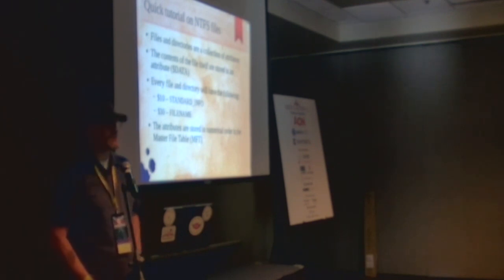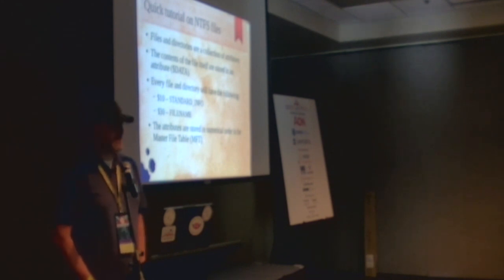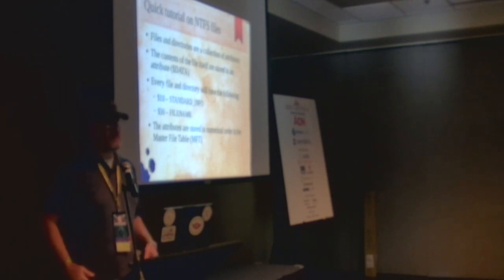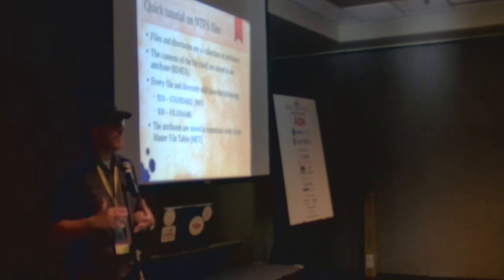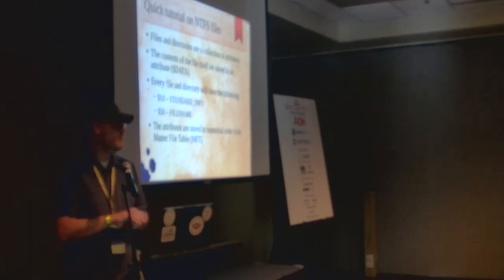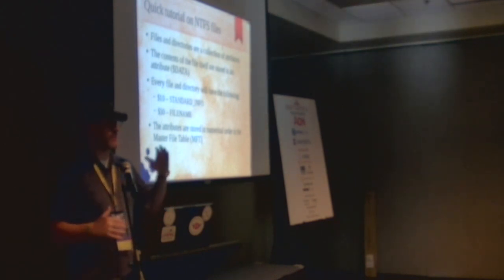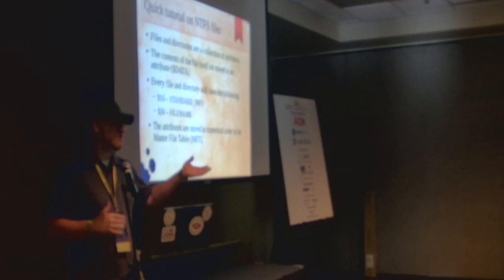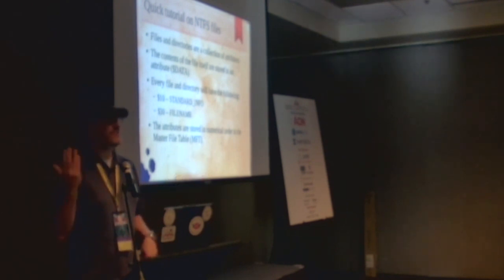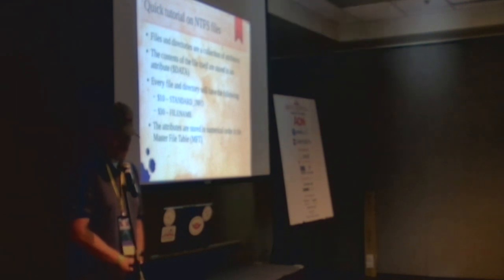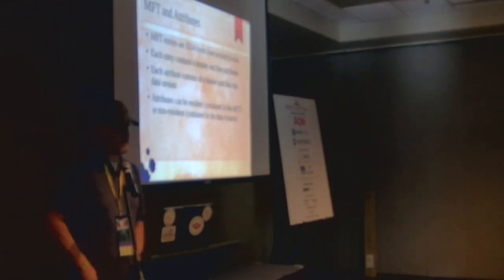So these attributes are all stored in this thing called a master file table, or MFT. It's the central thing in NTFS, and it's literally in the middle of the file system. They put it there for performance reasons. That way you're not constantly going from one extreme of the drive or partition to the other if you have a physical hard drive, and it just enhances performance.